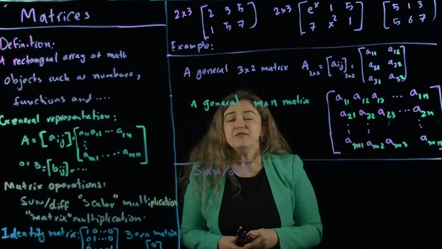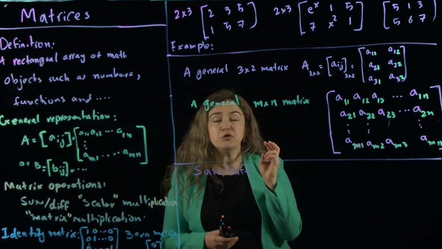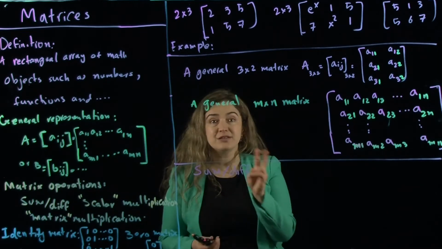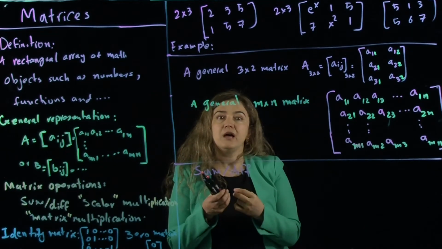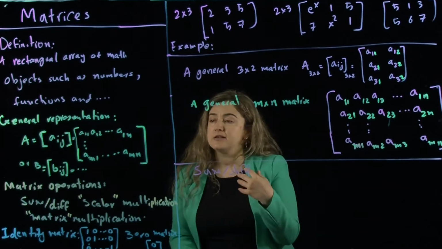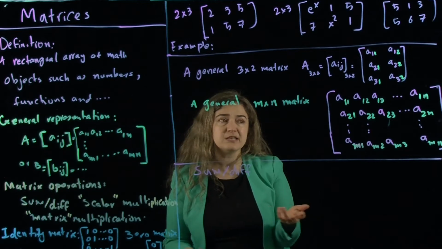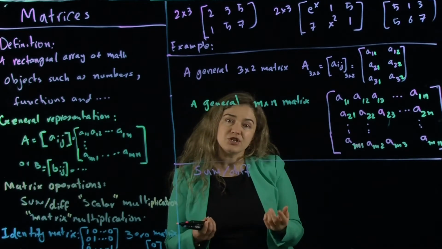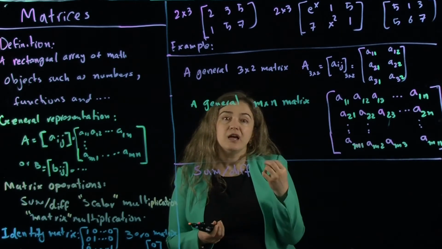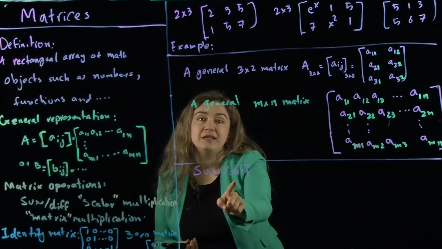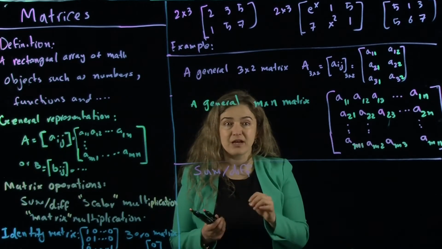For sum and difference, an operation needs at least two objects, so we have to have two matrices. Is there a relationship between the two matrices? For sum and difference, they have to have the same size.